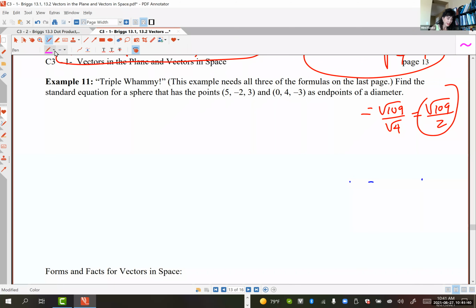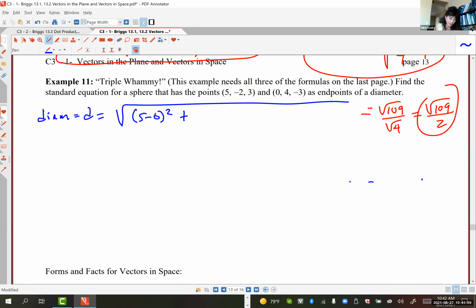There is an alternate way to do it, but it involves more fractions, and I try to limit my involvement with fractions. Okay, so the diameter, which is the same as the distance between these 2 points, is going to be the square root, big old square root, of the difference of the x coordinates squared. That's a 0 there. Plus, so 5 minus 0 squared, plus the quantity -2 minus 4 squared, plus the quantity 3 minus a minus 3 squared.